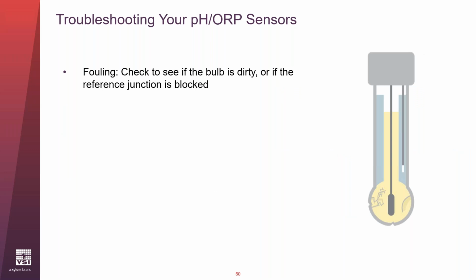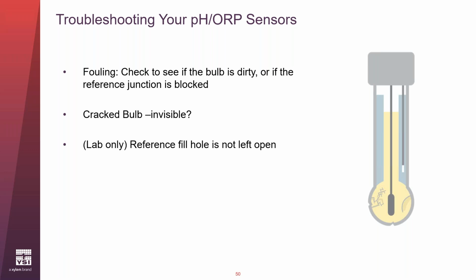Fouling, other things that can go wrong. Check to see if your bulb is dirty or if the reference junction is blocked. If it is, a 10-minute soak in dilute acid, such as acetic acid or 1 molar hydrochloric acid, can help clean the surface or clear that junction. Cracked bulb. Cracks may be invisible at most angles, but if you do have a crack in there, then that will basically short out that U4 potential that we discussed earlier. If your slope is a flat 0 millivolts on all standards, that's a good sign that you may have a cracked bulb.